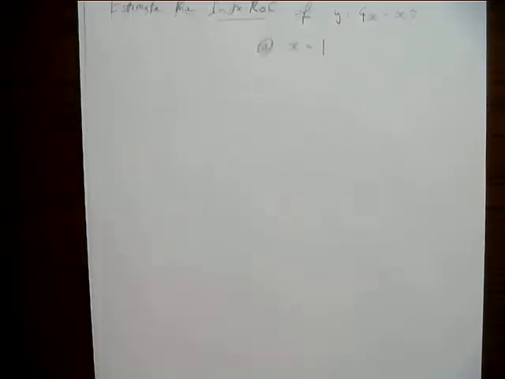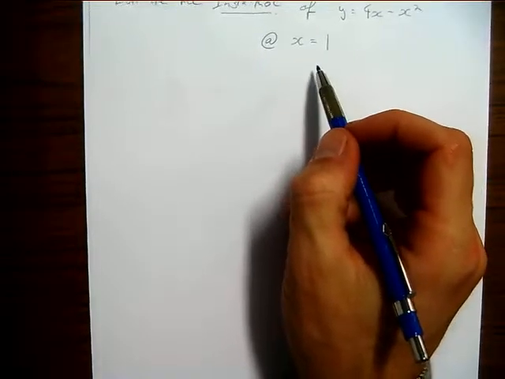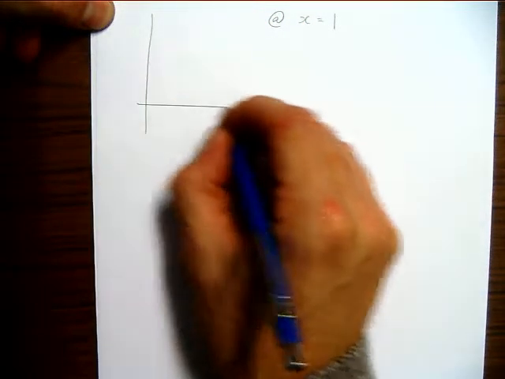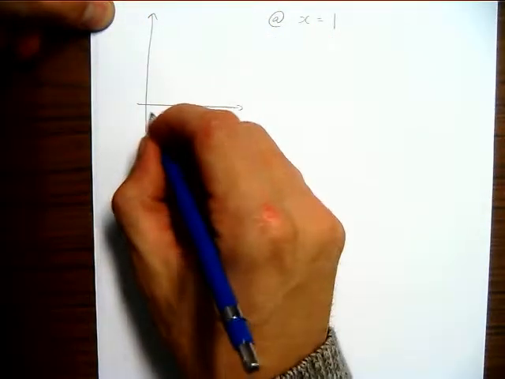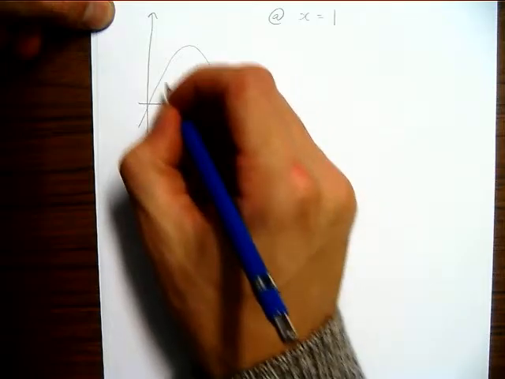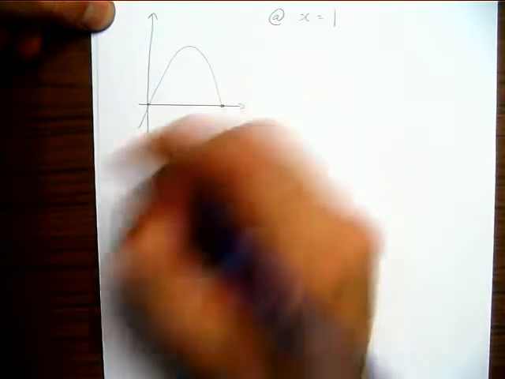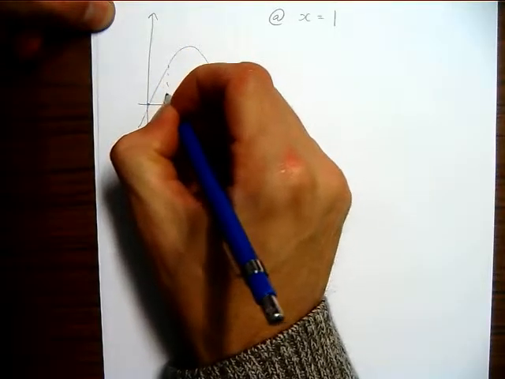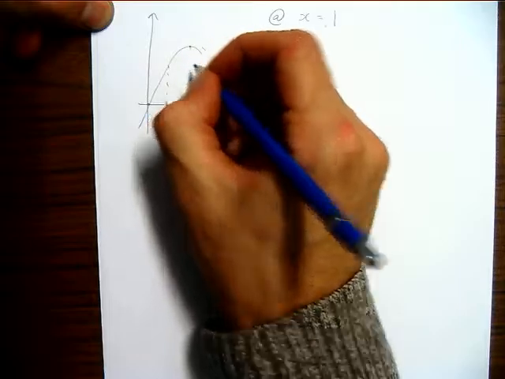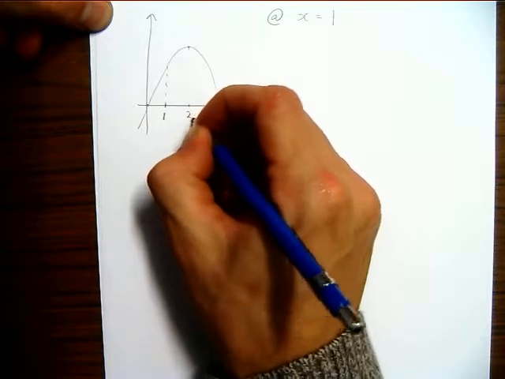Alright, so we're going to estimate the instantaneous rate of change of this function at x equals 1. What this graph looks like, it's a parabola, and at x equals 1, the x-intercepts are... so this is 1 here, and the turning point occurs at 2. So that might be helpful to know.